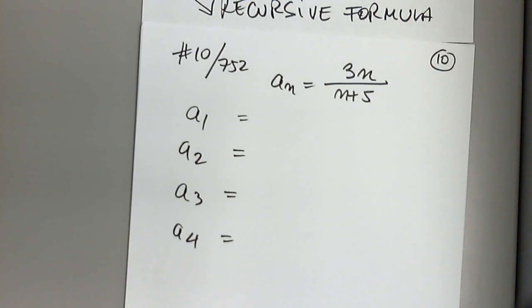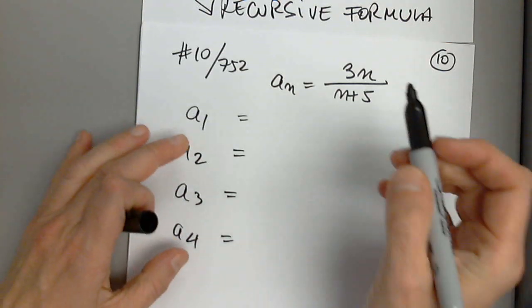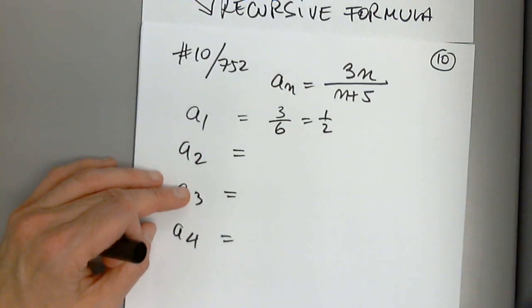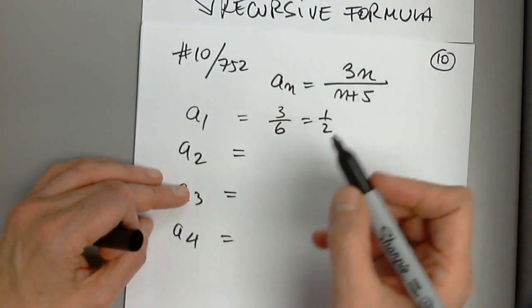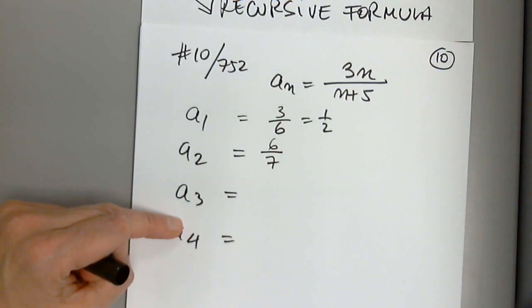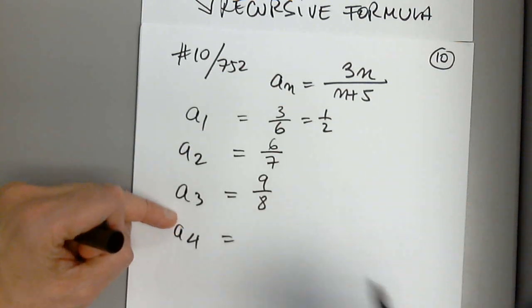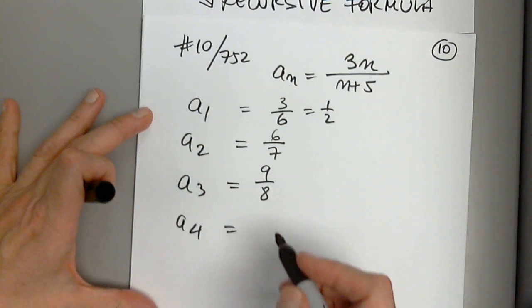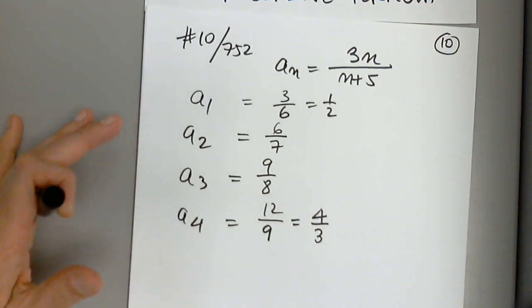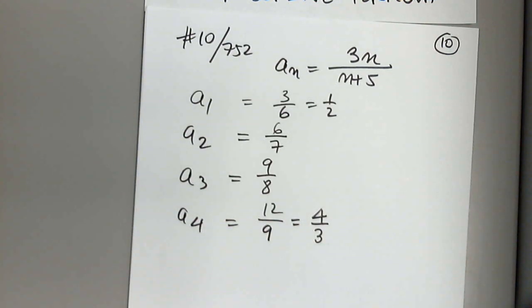Good. How do I determine the second term? I replace n by 2. That's it. So 3 times 1 is 3 divided by 6, which is 1/2. 3 times 2 is 6 divided by 7. 3 times 3 is 9 divided by 8. And 4 times 3 is 12 divided by 9, and I will simplify it into 4/3. What was given to us was the general term, a sub n, and we were asked to find the first four terms.